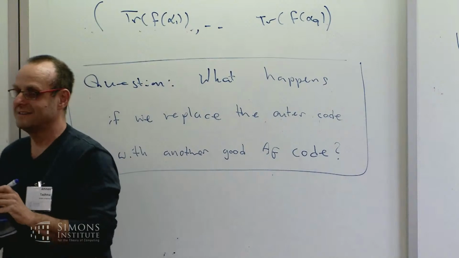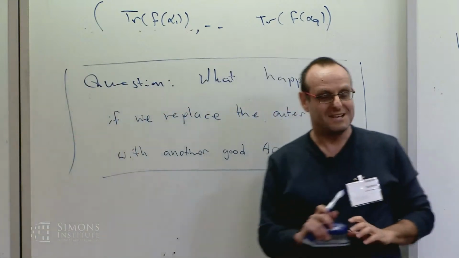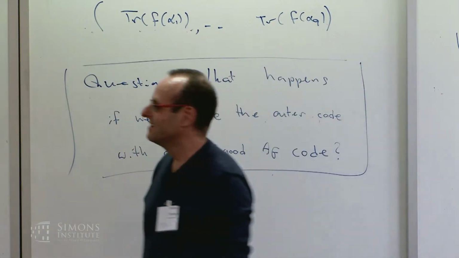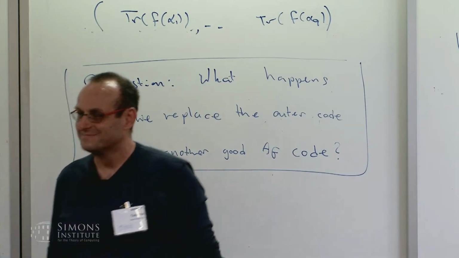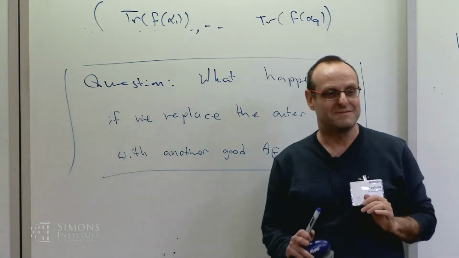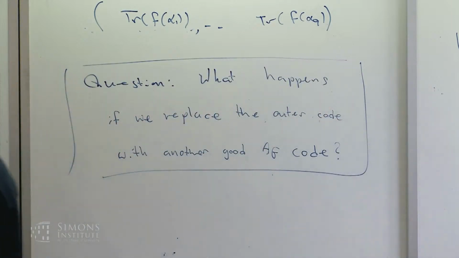Is it clear what we want to do? Now, I will talk today about the Hermitian trace code. So we will replace Reed-Solomon with the Hermitian code. Let me tell you what the Hermitian code is.